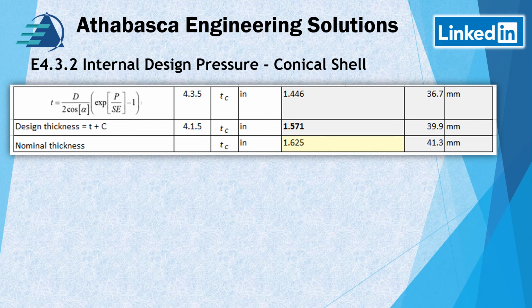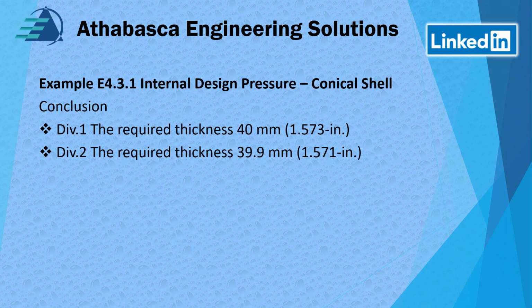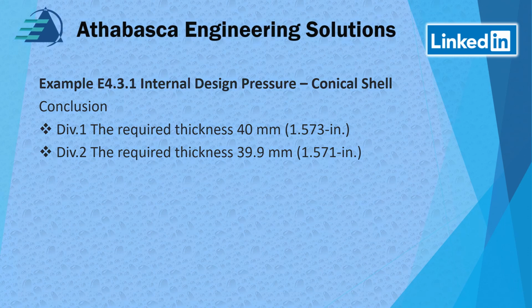So let's compare them. Okay, so let's look at the comparison. You can see from Division 1 and 2 that the thicknesses are almost identical. The difference being, if you took the allowable stresses in Division 2, you would definitely see a much thinner part.